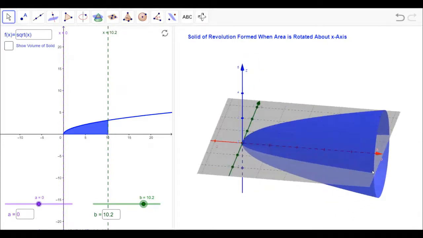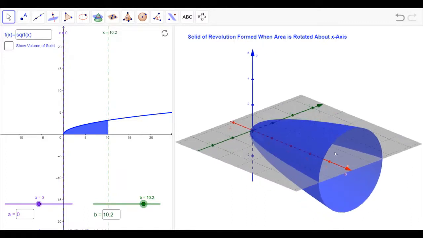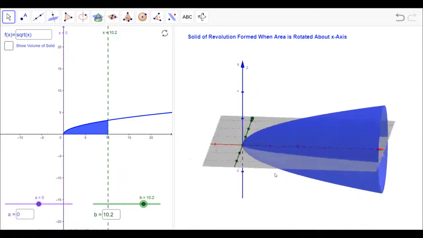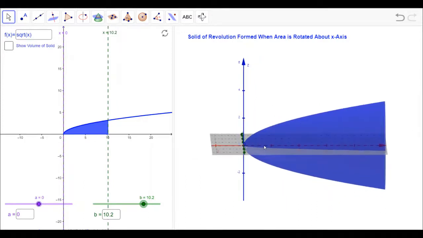This is called a solid because it's a 3D shape. If you prefer, imagine that it's filled in rather than hollow. And on this diagram, the red axis is the x-axis. So you can see that we've rotated that blue area around the x-axis like that.